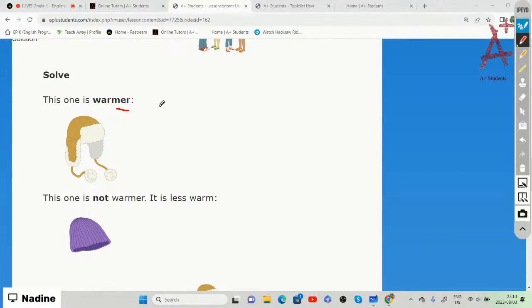This one is warmer than the bottom one, which means that this is a comparative adjective. It compares people, places, animals, or things. In this case, two things are being compared, which are the two caps.